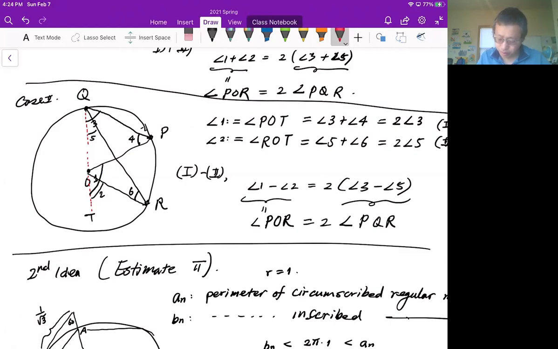So my angle 1 is again twice of angle 3, right? And then my angle 2 is twice of angle 5. That's the same idea, right? And then you do the subtraction from both sides. That should be fine. Okay. So that's the main idea from last time. Are there any questions?